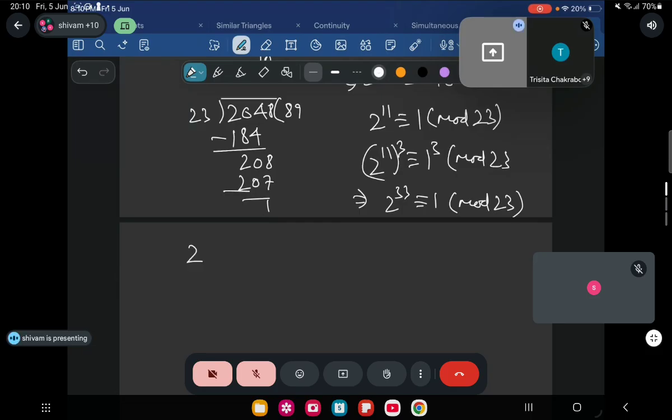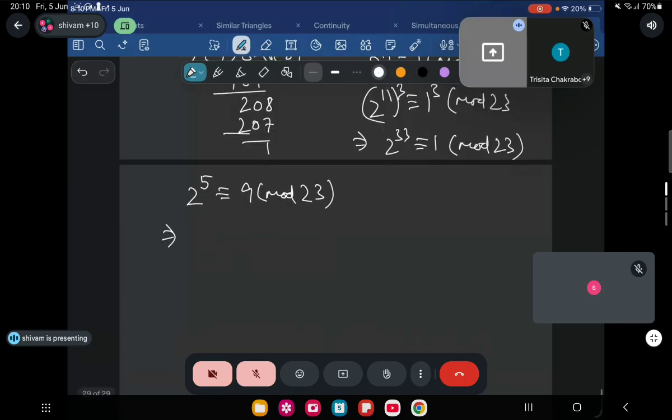So in order to do it quickly, you see 2 to the power 5 is congruent to 9 mod 23. Right, 32 minus 9 is 23, yes. So we need 3 more 2's, so 2 to the power 8 is congruent to 9 times 8, that is 72 mod 23. Which will give us 2 to the power 8 is congruent to 3 mod 23.